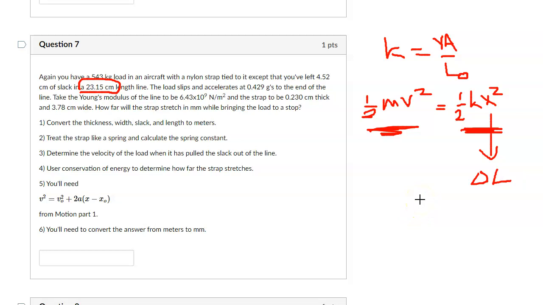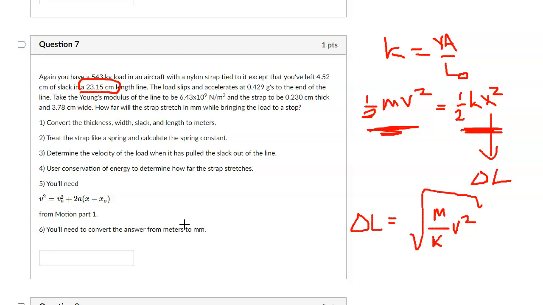And so you go through, you calculate this, you're going to get delta L. The halves cancel out, and there's going to be what? The square root of m over k times v squared. And so that's going to give you your answer in meters, and you're going to need to convert meters to millimeters simply by multiplying by 1,000. Multiply meters by 1,000, you get 2 millimeters.